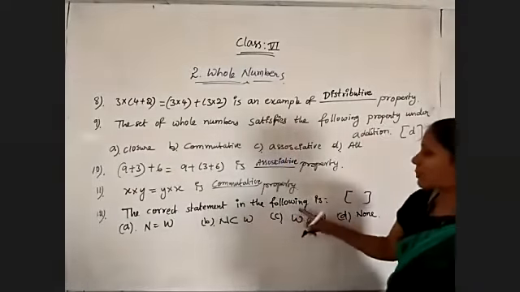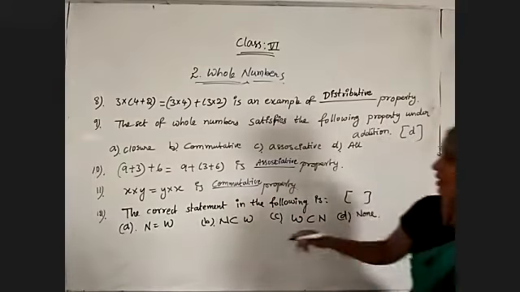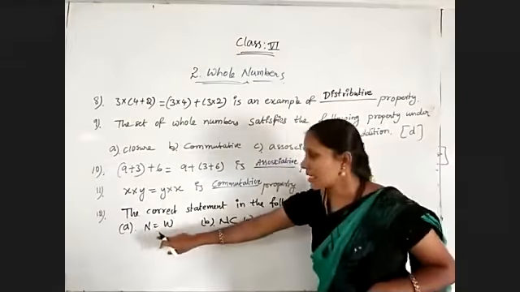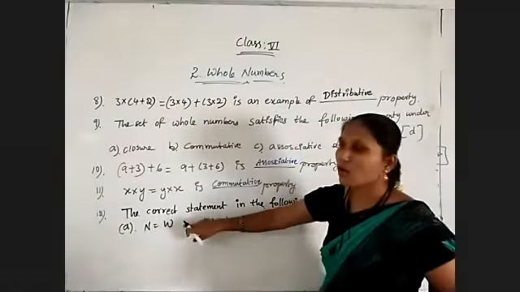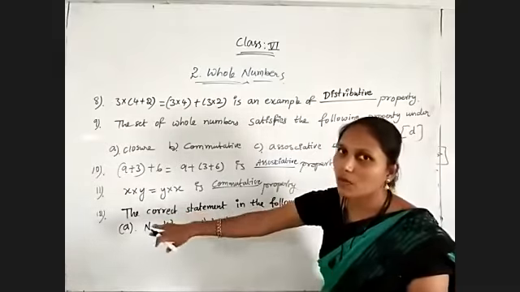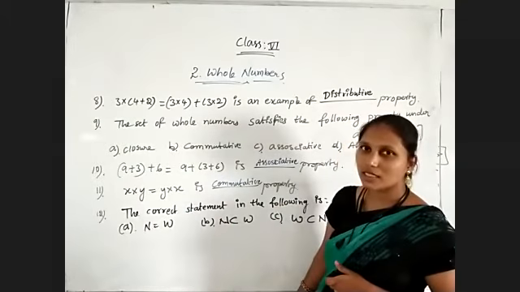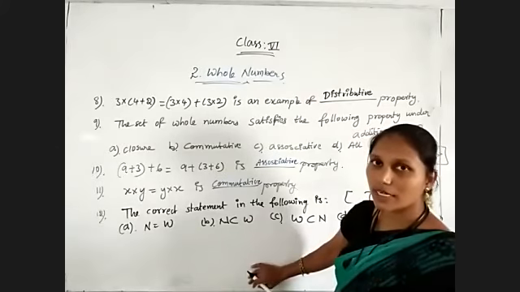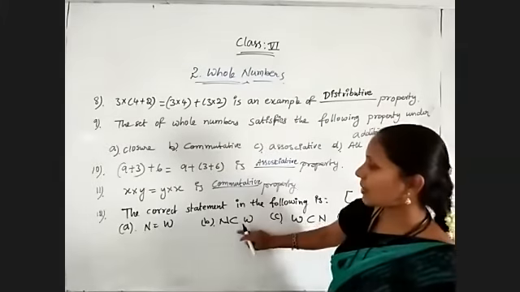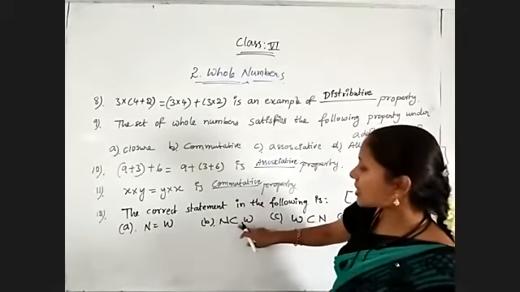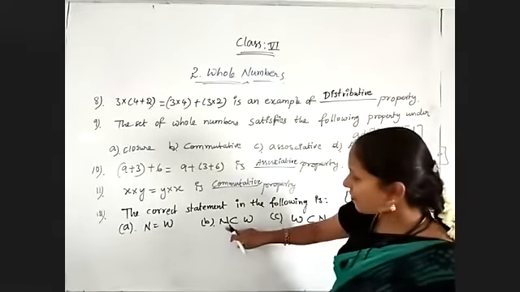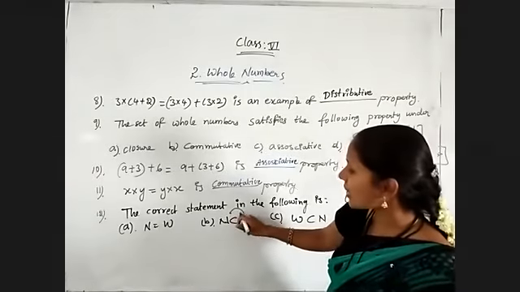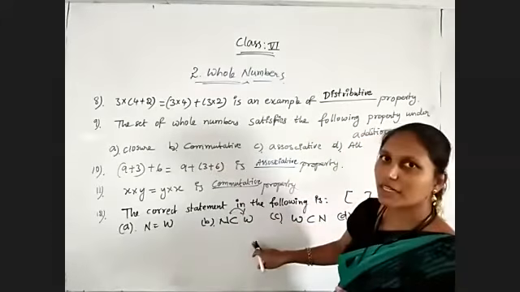And the correct statement in the following: N is equal to W, meaning all the natural numbers are equal to whole numbers, or whole numbers are equal to natural numbers. Is that correct? All the natural numbers are whole numbers, but all the whole numbers are not natural numbers. So next, coming to option B, natural numbers are a subset of whole numbers, meaning every natural number is present in whole numbers. So this statement is correct.